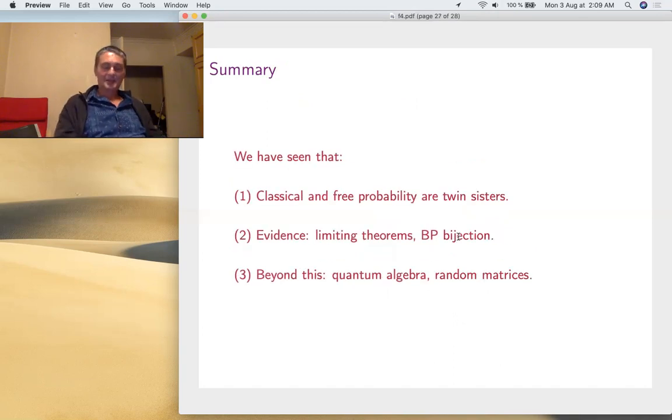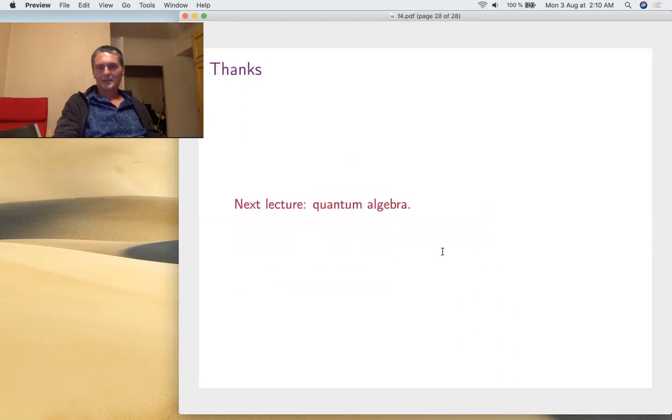So the summary: this was the question we were asking ourselves last time, are these really twin sisters? And they are, in classical probability. The evidence comes from limiting theorems and this Bercovici-Pata bijection. If you want to get beyond this, we have all these quantum algebra problems and the cube, all of which really sounds like quantum algebra. On the other hand, we have these random matrix things which are popping out all the time. So once again, we have to understand that. Well, we have 2 lectures left. The first one will be quantum algebra, and the one after will be random matrices, the last one.